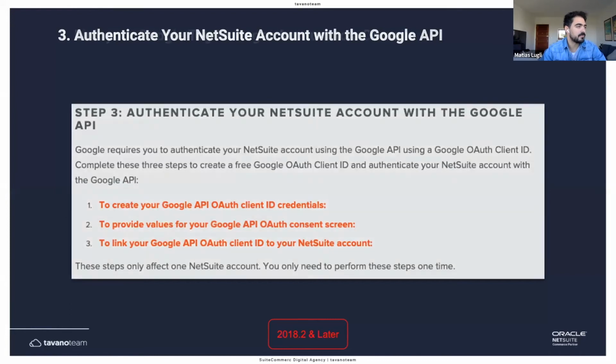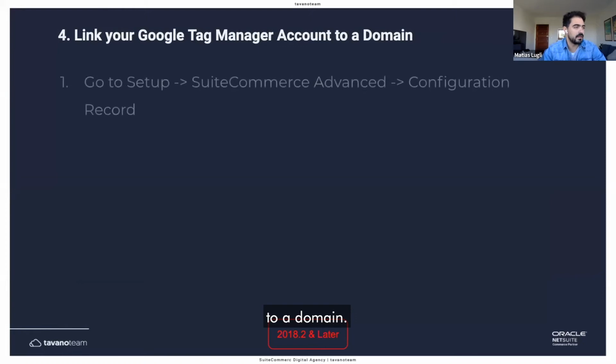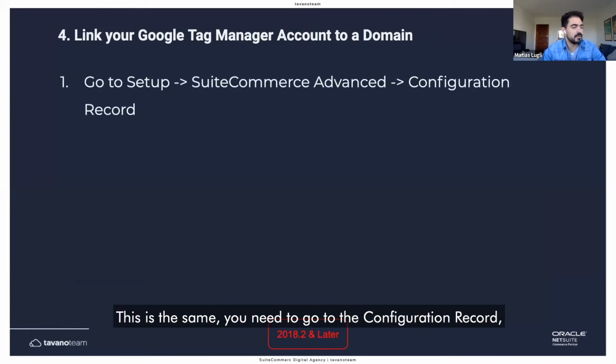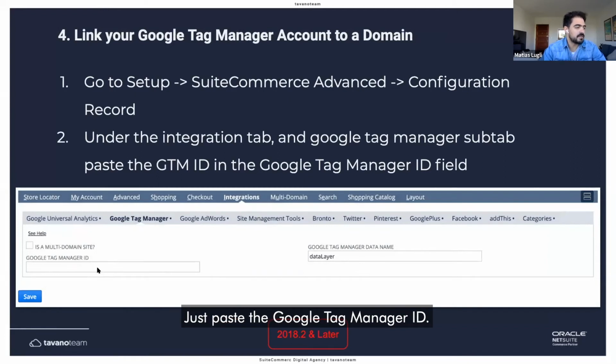The fourth step is to link your Google Tag Manager account to a domain. This is the same. You need to go to the configuration record, and in the Integration tab and the Google Tag Manager sub-tab, just paste the Google Tag Manager ID.